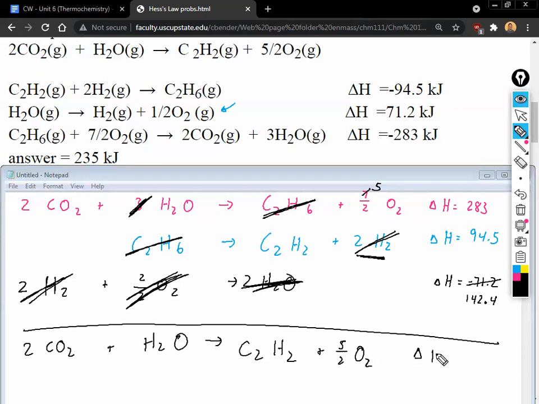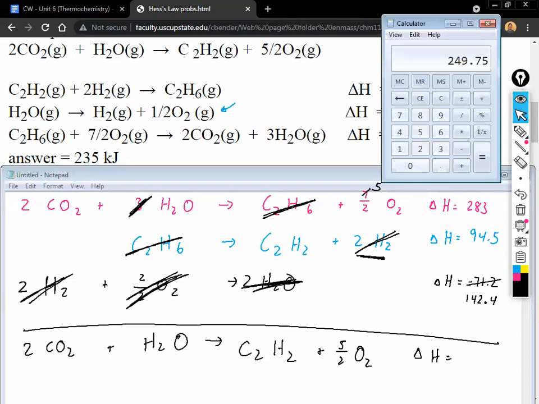Okay, so for our delta H, we just need to find the sum of those values. So I'm going to take 283 plus 94.5 plus 1, wait, minus, thank you, plus 1, minus 1. Minus 142.4. Thank you guys. Forgot to put the negative sign there. So that'll be negative 235.1, and that'll be our final answer. Okay, so that's how you do Hess's Law.